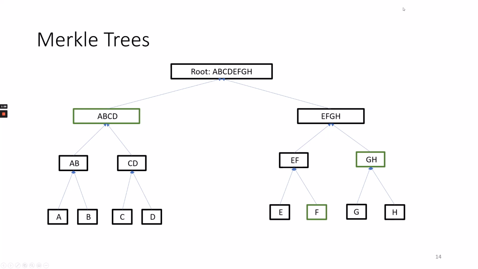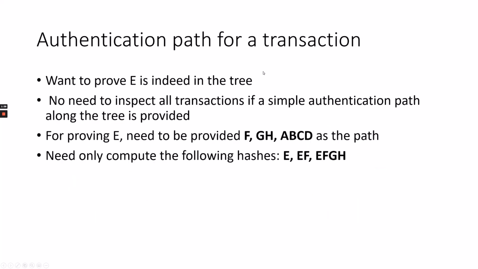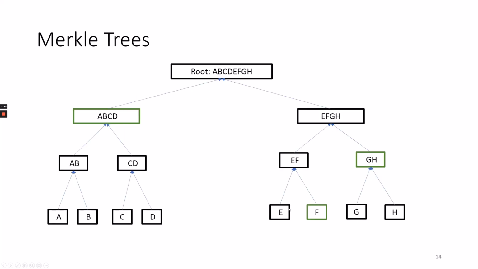And if these two roots match, we have a match. So what are we basically doing? We're just going up one path of this tree, and as we go up this tree, we are leaving out the other halves of the tree. So this gives us logarithmic time. So what we're able to do is efficiently prove that E is indeed in the tree.